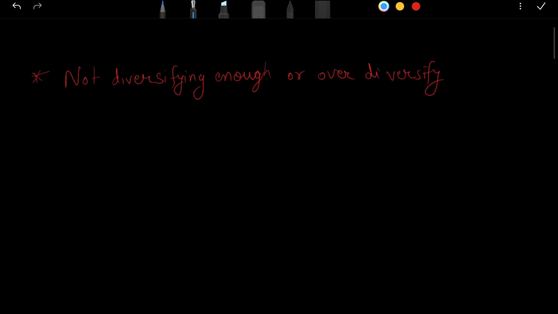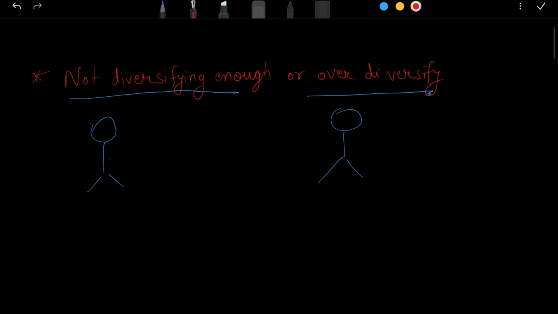Second thing जो आते हैं कि like not diversifying enough और over diversifying. Like यहाँ पर दो है. एक बंदा है जो कि, very bad drawing, right? So एक बंदा है और एक बंदा ये है, not diversifying enough, right? So there is a saying in the stock market, right? Like never put all your eggs in one basket, right?